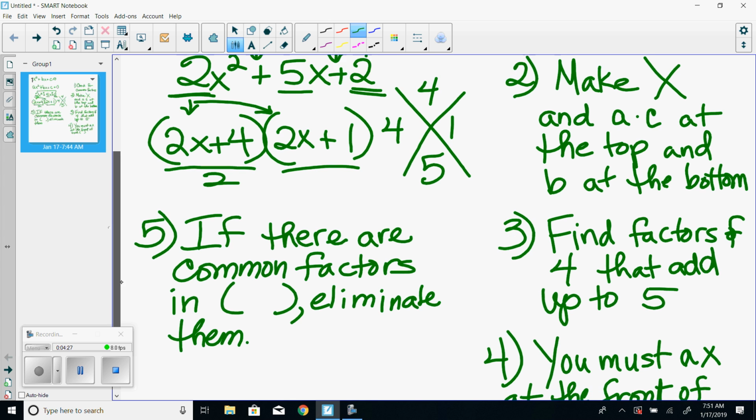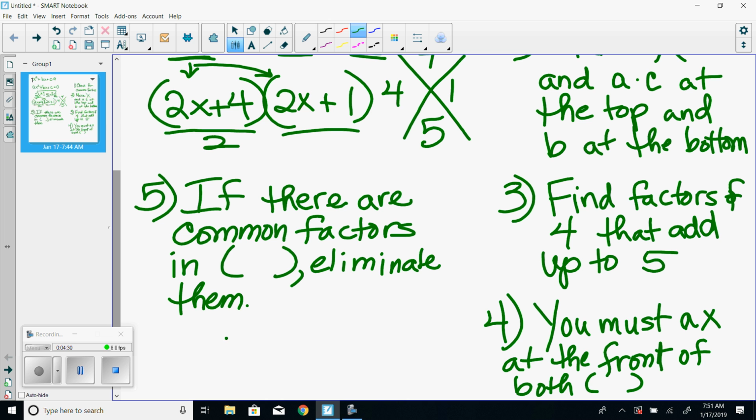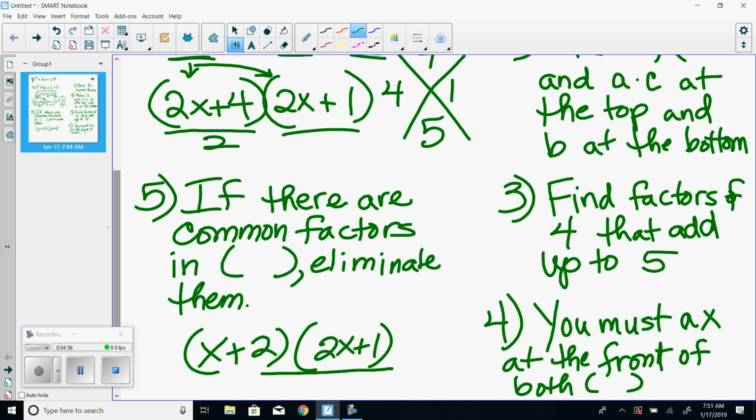So my answer is going to be x plus 2 and 2x plus 1. This is my final answer.